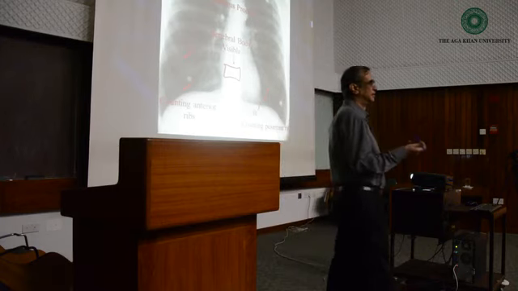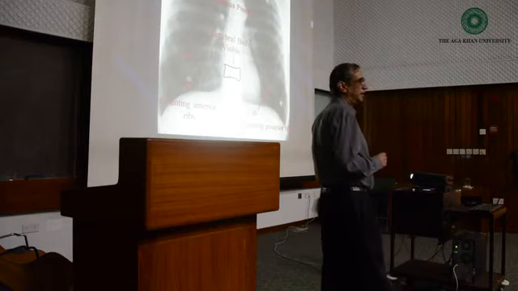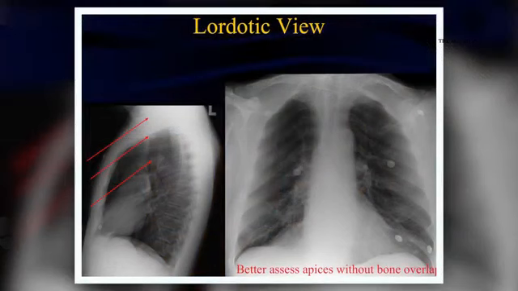That is what is making the film inspiratory effort on the film adequate. Okay, and this is a lordotic view. So you can't get rid of the ribs, but the clavicle, you can have it shifted up.